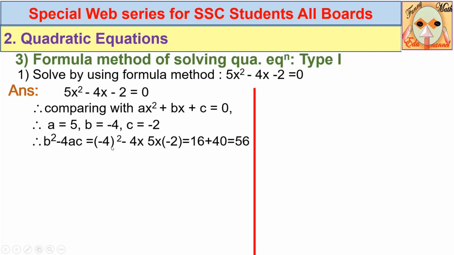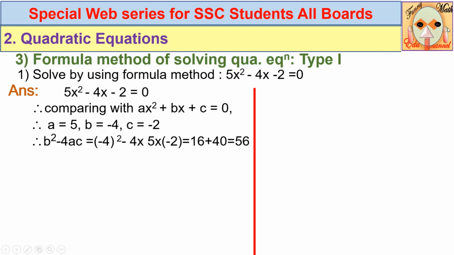Now keep carefully in mind, whenever there is a minus sign on any one of a, b, c, at that time you have to give the bracket carefully. Here b square means (minus 4) square, minus 4ac means minus 4 times a which is 5, and c which is minus 2. Now this minus sign and this minus sign give a product, so we get plus 40, because 4 5s are 20, 2 2s are 40, and minus 4 square is 16, so you get 56 as the value of b square minus 4ac.